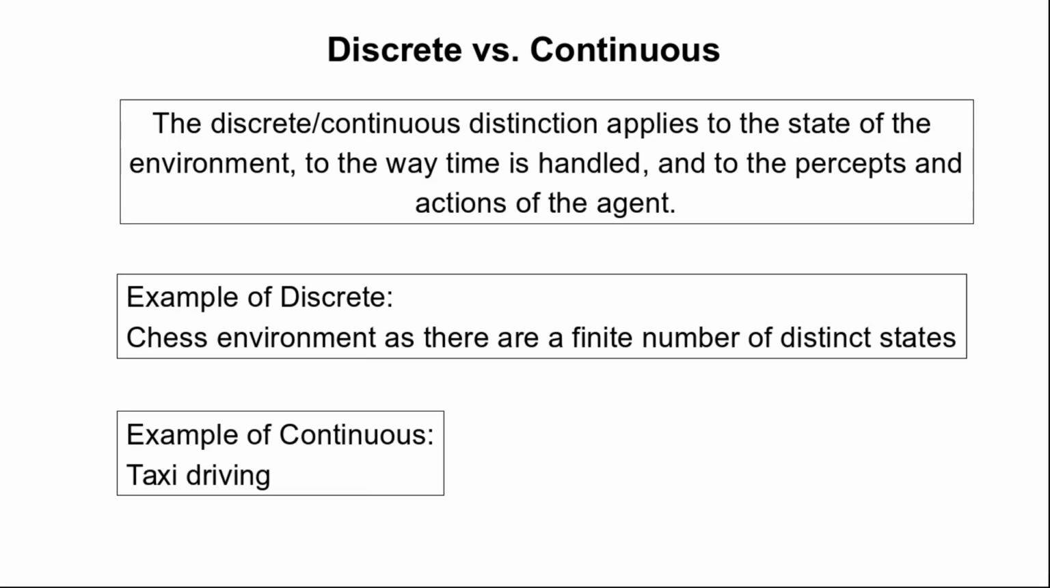For example, I may be driving at a speed of 20 km per hour, or it can be 20.5 km per hour, or it can be 20.55 kilometers per hour. Like that I can have infinite possibilities, and hence taxi driving is a continuous environment. The task environment for taxi driving is a continuous environment. Even my steering wheel, by what degree I will rotate, that value of the degree is a continuous value. So the environment for taxi driving is a continuous environment.